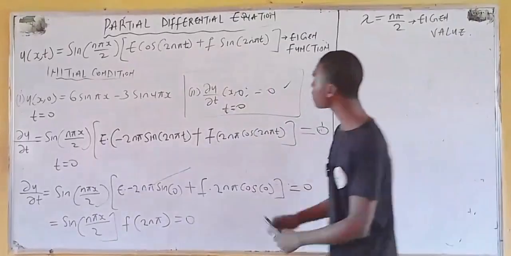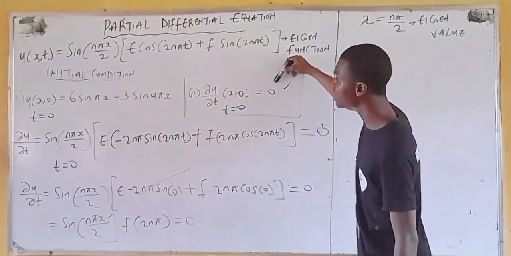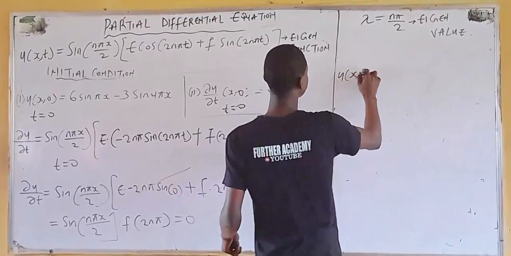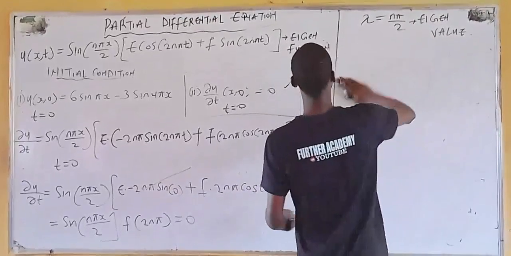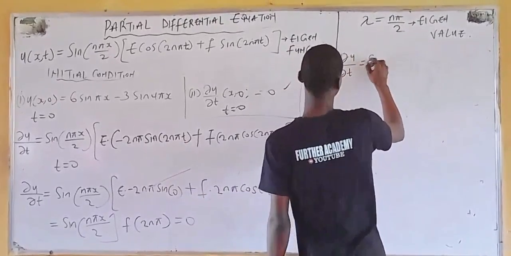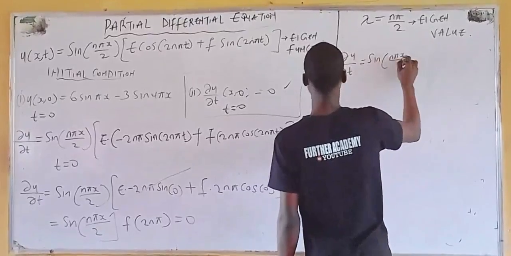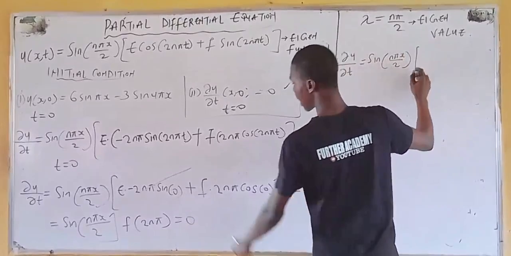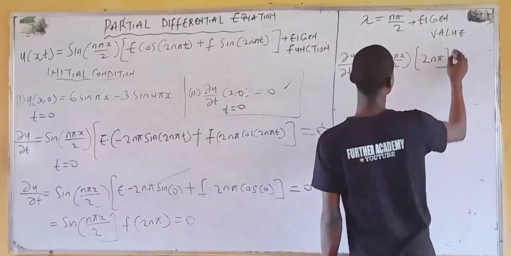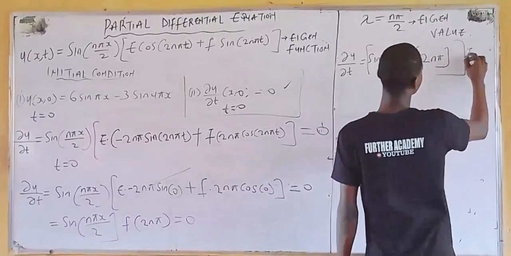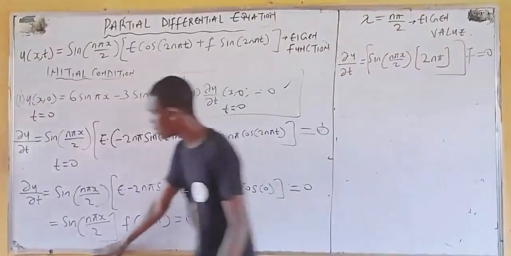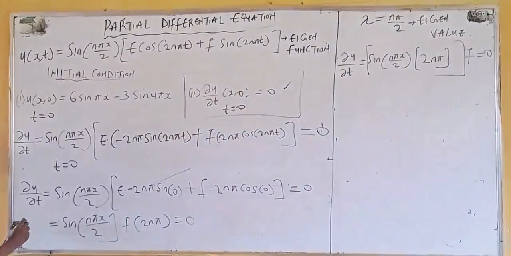So that's it. Meaning for this second initial condition, I got u as a function of x and t to be what? From this initial condition, I've gotten du/dt is equal to sin(m pi x) all divided by 2, multiplying 2m pi, multiplying f, equating that to 0. Any question? What I have here is still the same thing as what I've written on the board here, right?